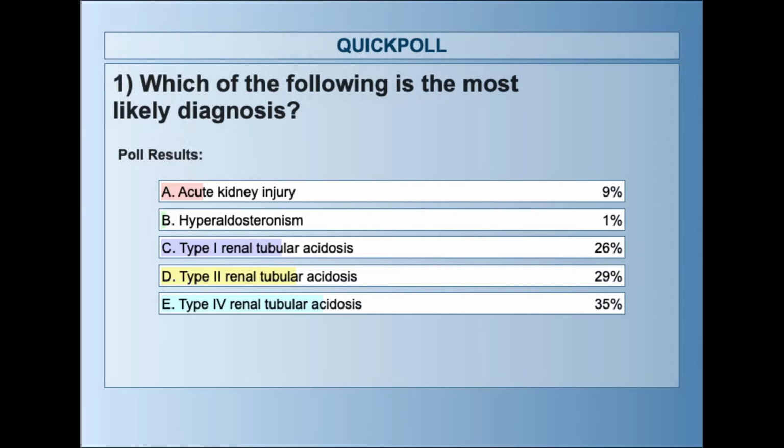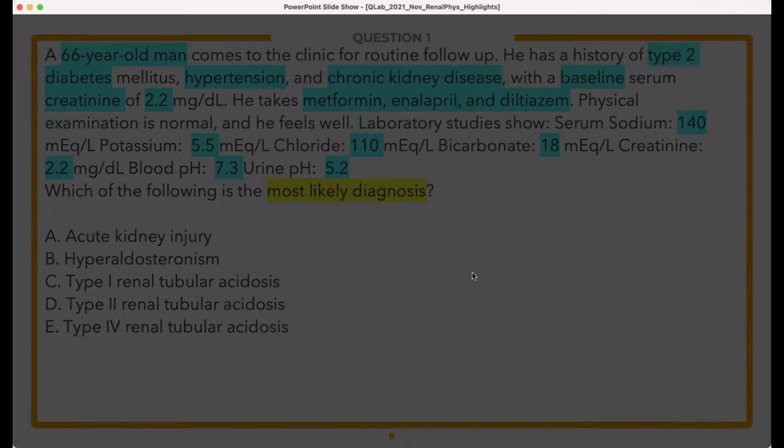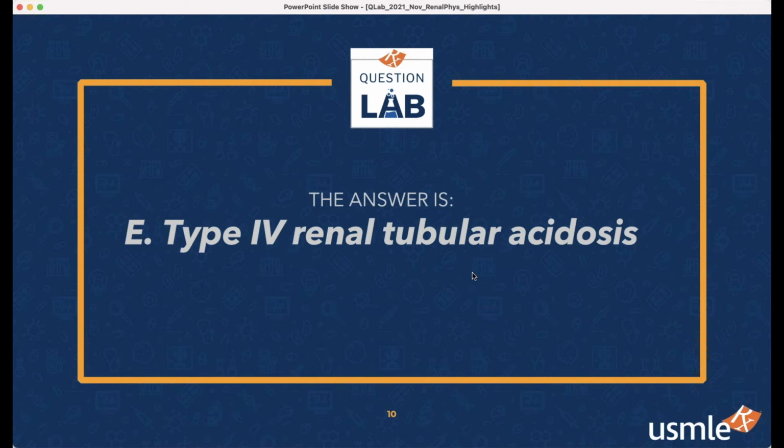And not surprisingly, most of you keyed in on the renal tubular acidosis, with most of you thinking it was E, but a good percentage of you thought that it was type 2 and type 1 following right on its heels. Okay, so with that, we're going to hide those results and present you with the answer, and the answer is, it is indeed E, type 4 renal tubular acidosis.